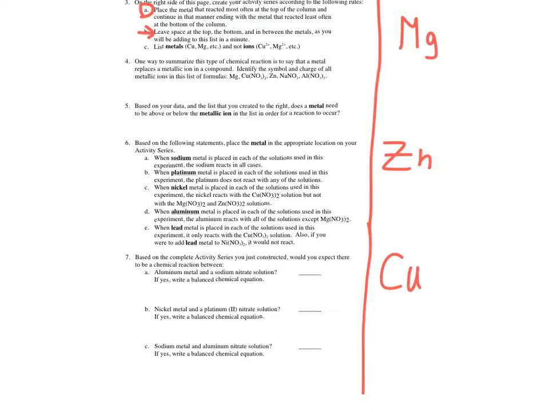So magnesium, then zinc, then copper. So it's a list. At the top of the list is going to be the most reactive metal, and at the bottom is going to be the least reactive. So in any random situation, magnesium will react more often than zinc or copper. That's one thing that this says.